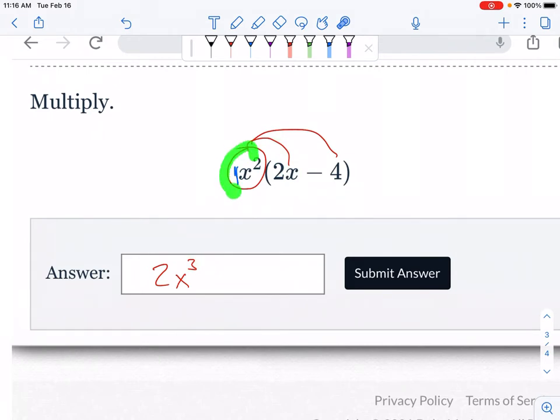All right, for my second group, I'm doing 1 times negative 4, which makes negative 4. And x to the second doesn't have anything to combine with over here, so it's going to just stay x to the second.